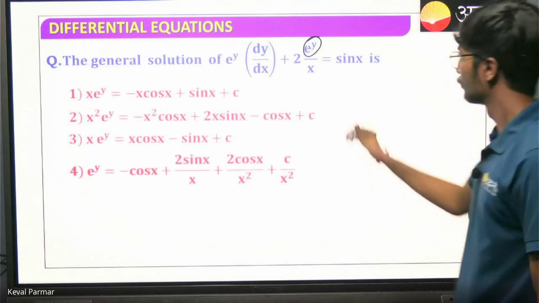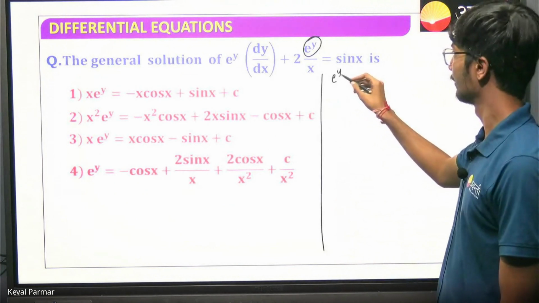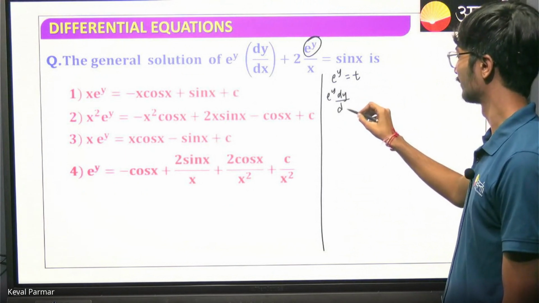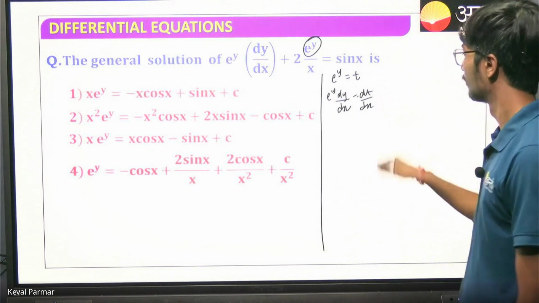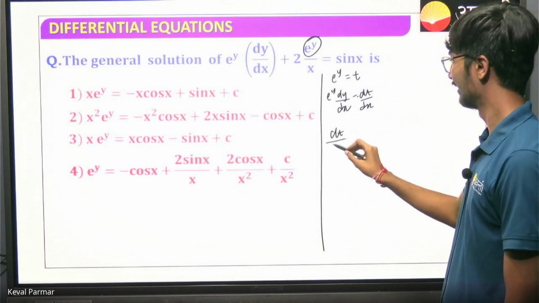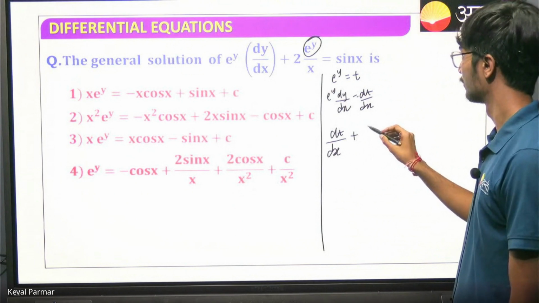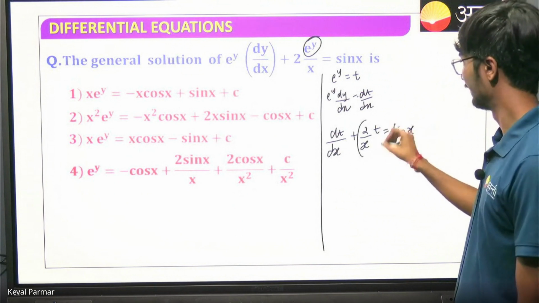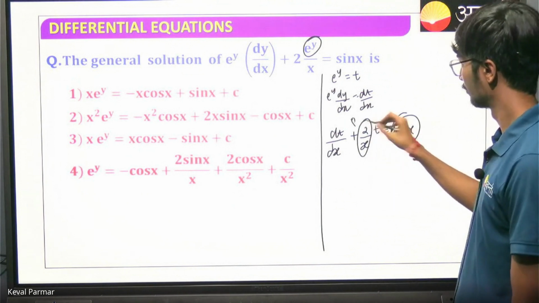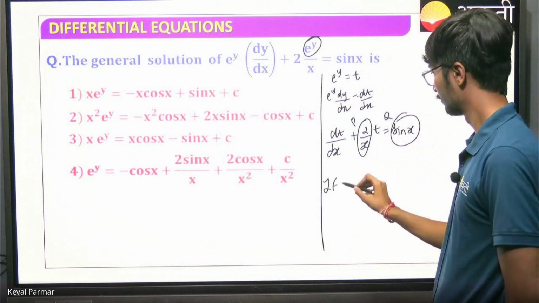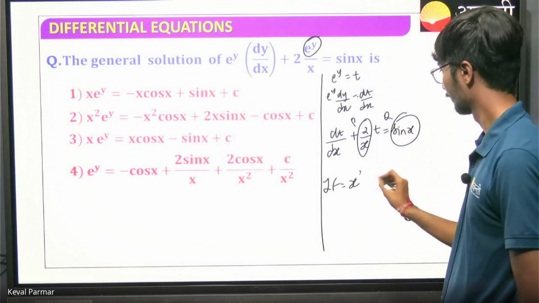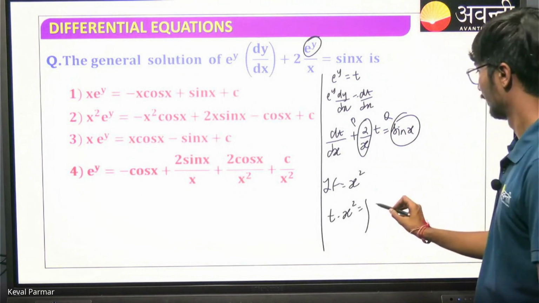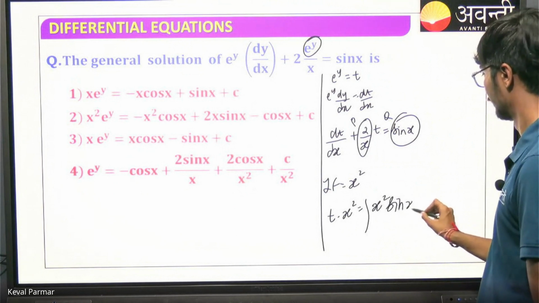Yeah. So here simply e raised to y equals t. So e raised to y dy by dx is equal to dt by dx. My equation will become dt by dx plus 2 by x into t is equal to sin x. This is p, right? And this is q. Integrating factor will be, I think, x square, right? Answer will be t into x square is equal to integration of x square sin x dx.